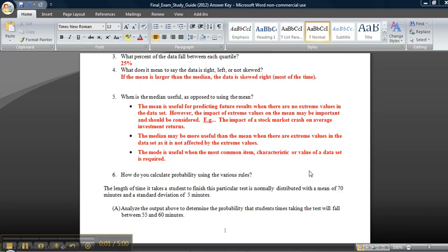What percent of the data fall between each quartile? That will be 25%. Number 4, what does it mean to say the data is right, left, or not skewed? The mean is larger than the median. The data is skewed right.